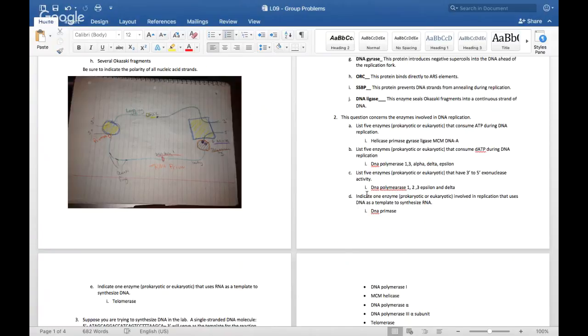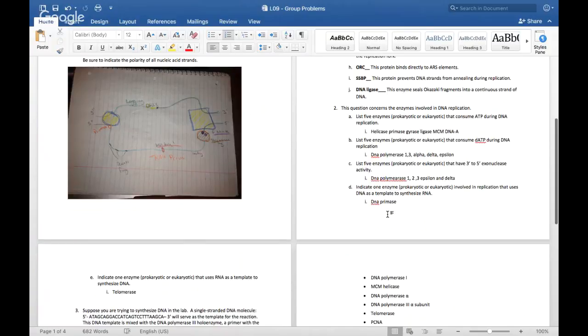C asks for 5 enzymes, prokaryotic and eukaryotic, that have 3' to 5' exonuclease activity. You're going to have DNA polymerase 1, 2, and 3, along with epsilon and delta. D says indicate 1 enzyme, prokaryotic or eukaryotic, involved in replication that uses DNA as a template to synthesize RNA. And I put DNA primase.